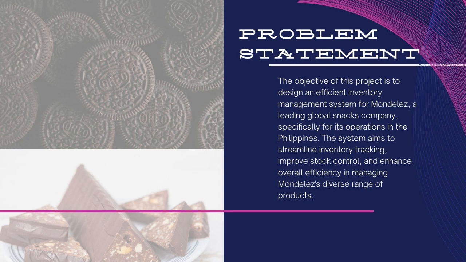So last is order management. It's to process purchase orders from suppliers and track their status until fulfillment, generate sales orders from customers and manage order fulfillment processes, and handle returns and exchanges efficiently to maintain customer satisfaction.